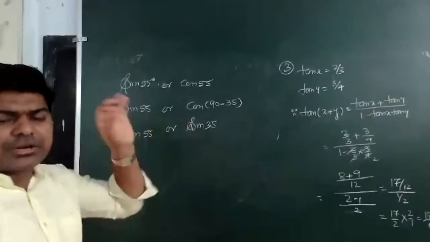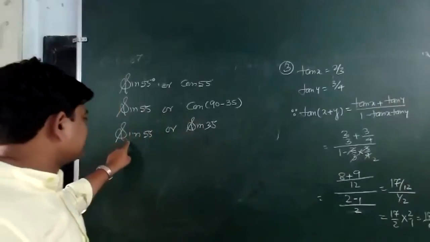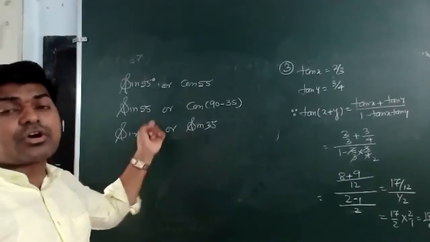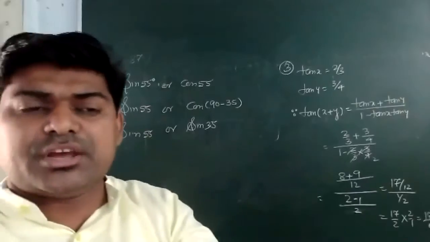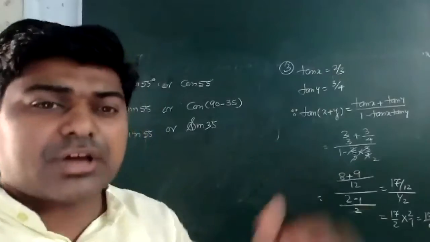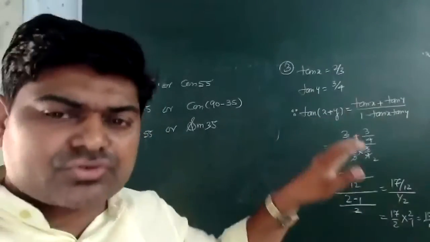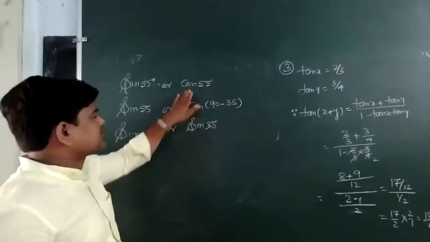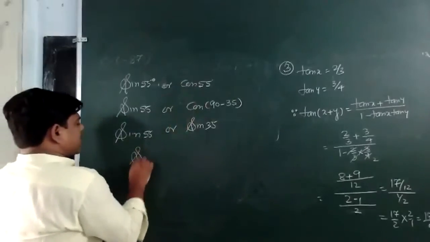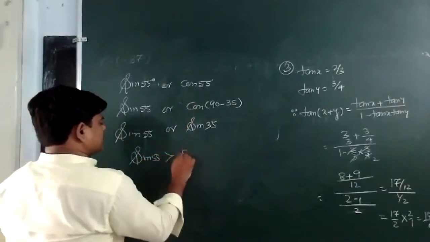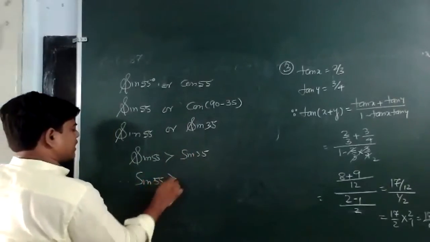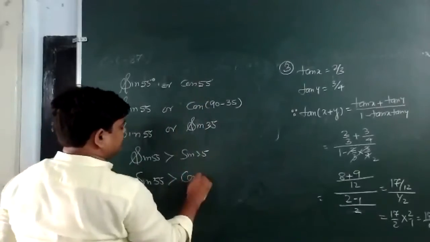But at the same time, if I have this as a cos, then in this case I can say that cos 55 is smaller than cos 35. Not in the same question, I'm talking about the other question. If in your mind it is coming, sir, you have converted this cos into sine, then you wrote that sine 55 is greater than sine 35. So sine 55 can be greater than cos 55.